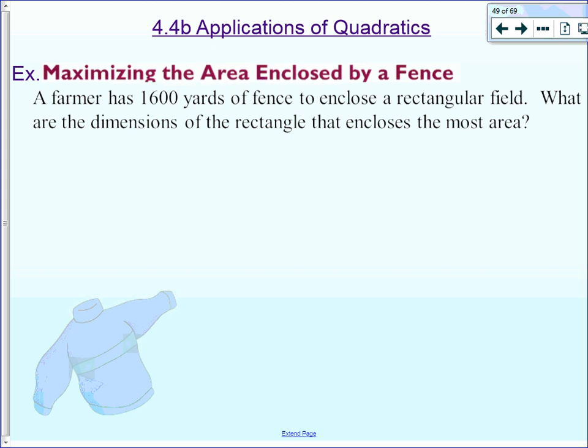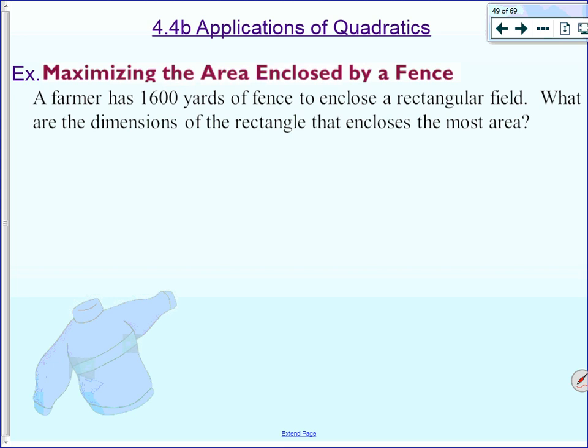Okay, so we're going to go over various application problems that, in the end, will generate a quadratic equation. So the first one, we have a farmer, and he has 1,600 yards of fence to enclose a rectangular field. What are the dimensions of the rectangle that enclose the most area?